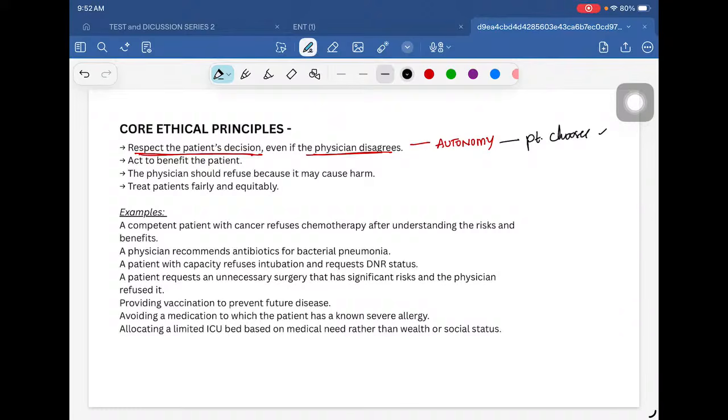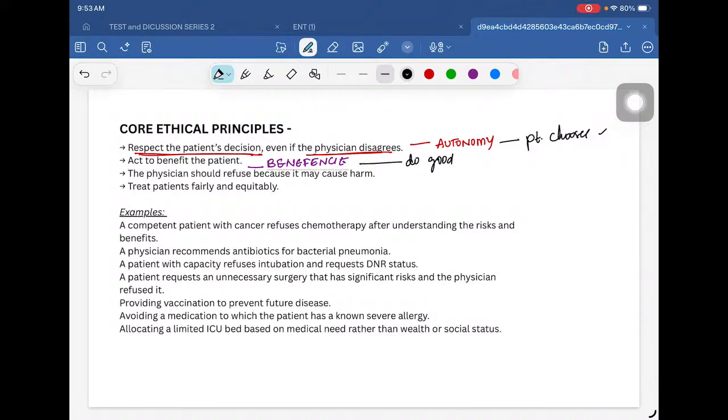Second one is act to the benefit of the patient. So basically you are doing something that will act in the patient's best interest. This is actually beneficence. If you want to put it down in a simple word, basically you want to do good to the patient. This is beneficence.